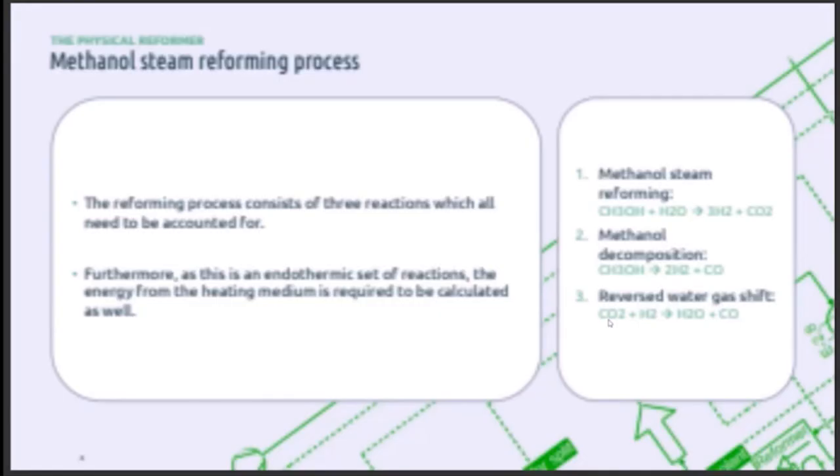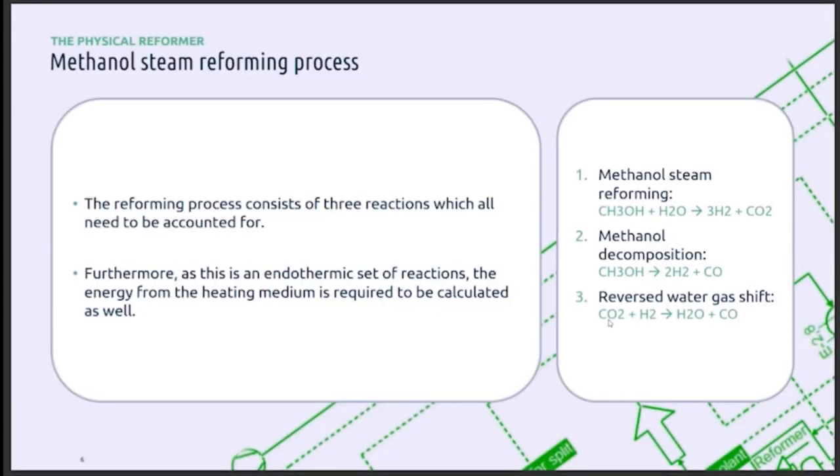So basically, the methanol steam reforming process consists of the three reactions you see out here, which all take place together and will all be accounted for. And as it's an endothermic set of reactions, we will need to have the heating oil to ensure that the temperature level is right and that the reactions are taking place.